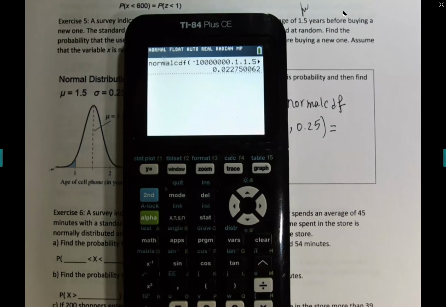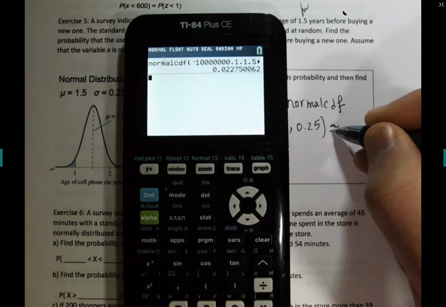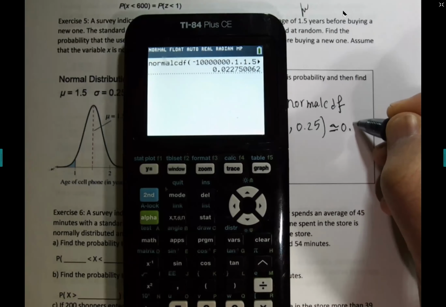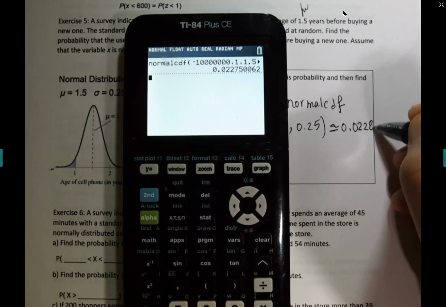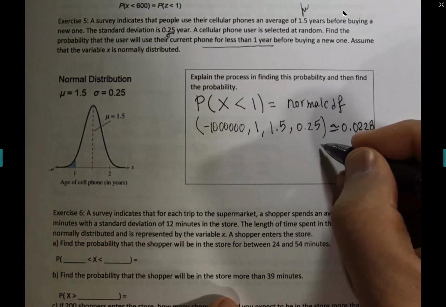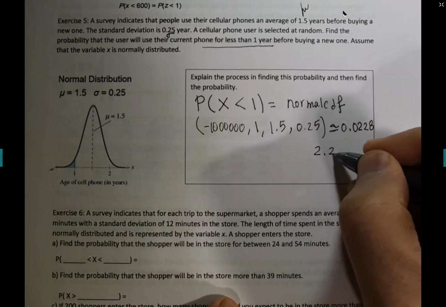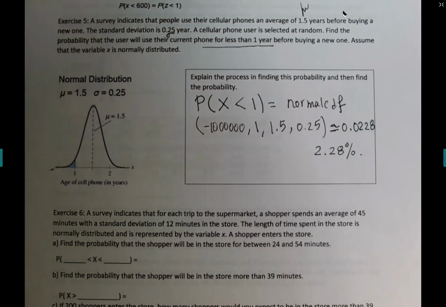0.022. Okay, I want to round to 4 decimal places. What would be the answer, guys? 0.0228. Correct. That is the answer. Change it to percent. 2.28%.